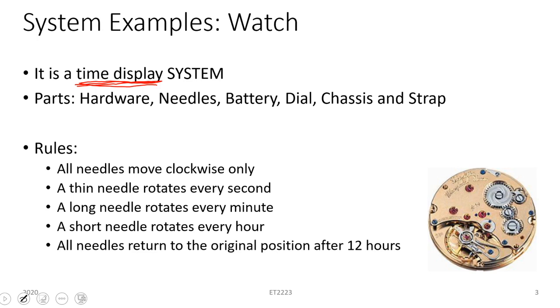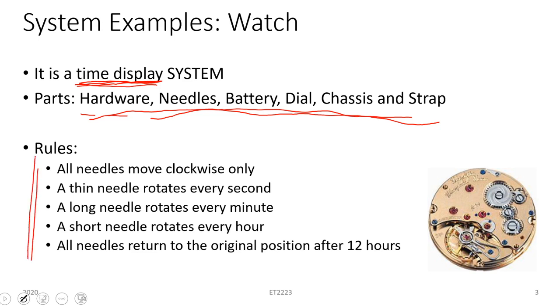And we could identify a number of key parts of such a system. In the case of a watch, it could be the basic hardware components such as needles, batteries, dials, and all these things. And then we will have a set of rules or set of steps that the system would follow in terms of its regular functioning.